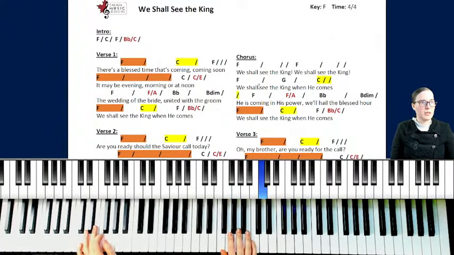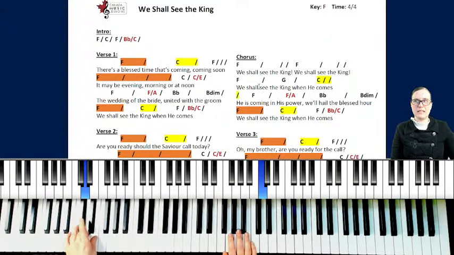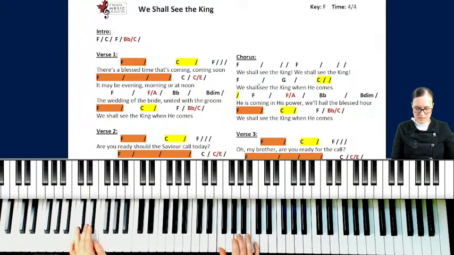So here we go. Blessed Time, verse 1, we have orange, which in our book means to walk down. So what we're going to do is go F, E flat, D, D flat. We're going to do our subdivisions, 1 and 2 and. As our right hand is playing 1 and 2 and, we're going to go, there's a blessed time.